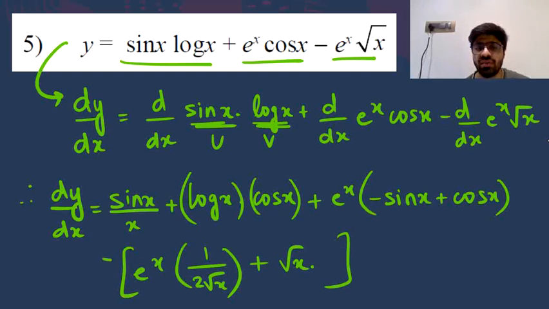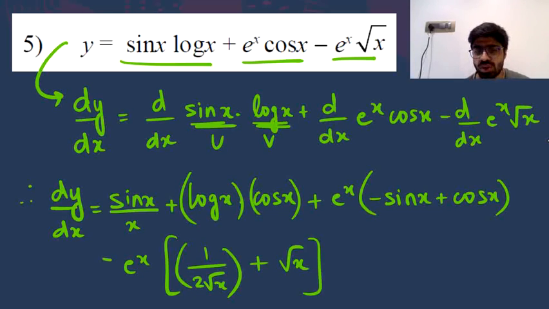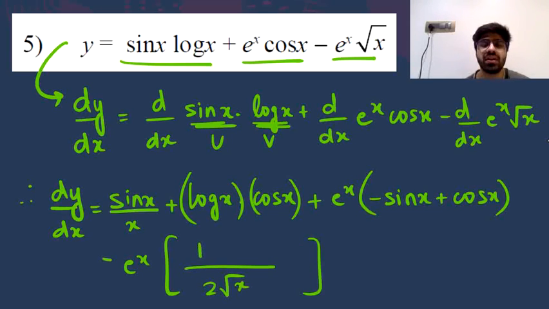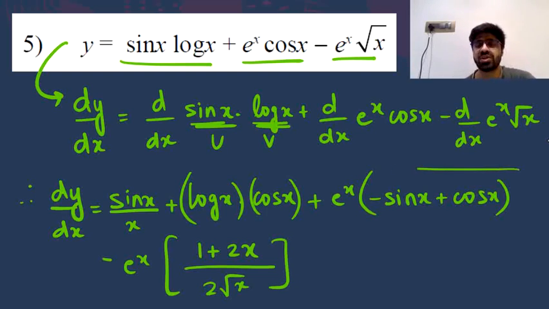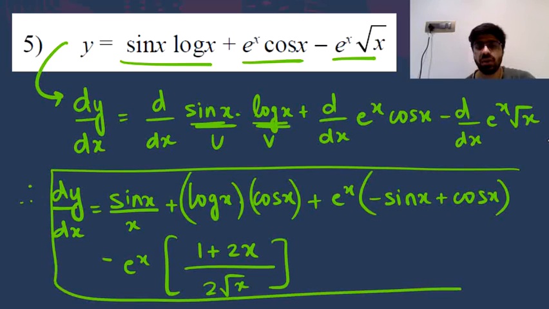So if you pull out an e power x term common from this bracket also, you will have minus e power x into 1 upon 2 root x plus root x. At the most, if you want to simplify it further, you can just combine the two terms and you can write it as 1 plus, the LCM would be 2 root x. So you can write it as 1 plus, it would become 2 root x into root x, that is 2x. And yeah, this will be the final expression for the derivative for the fifth question.